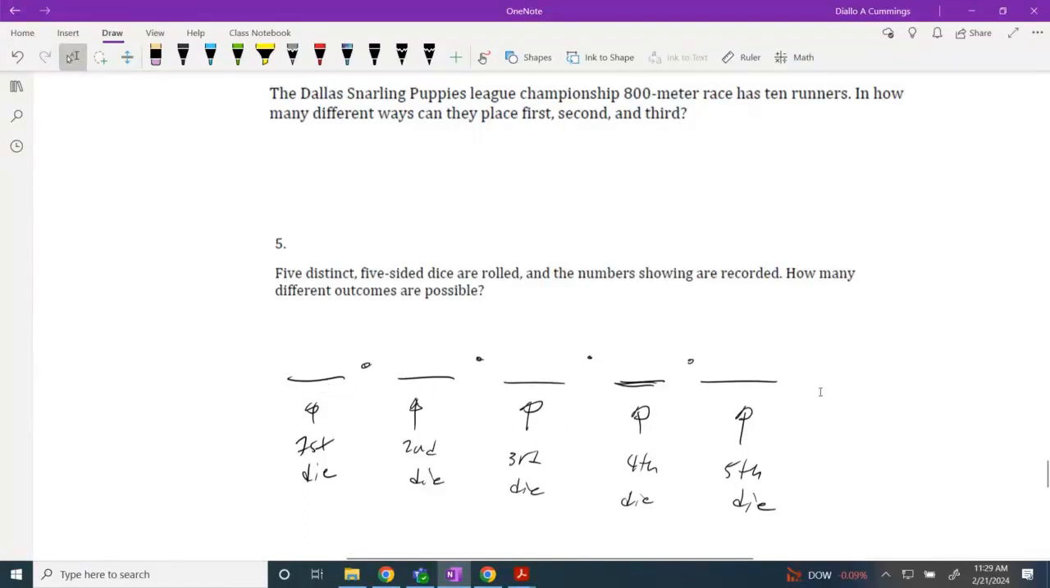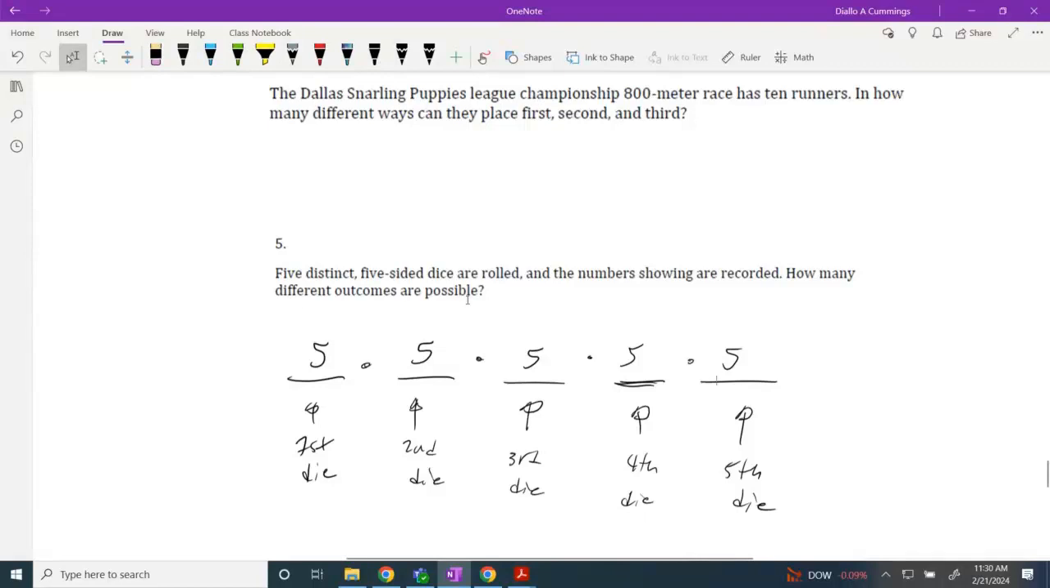All right. So now that we have 5 outcomes mapped out, how many choices do we have for the first die? 5, right? Because it could be the numbers 1 through 5 or whatever they're using on those faces. So that's going to be 5. Also, for the second die, how many outcomes? 5. Okay. There's actually going to be 5 outcomes for each of these 5 dice.